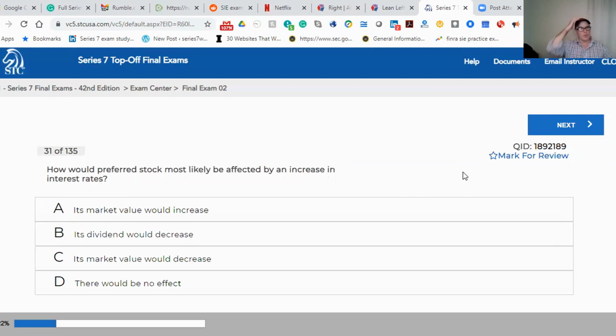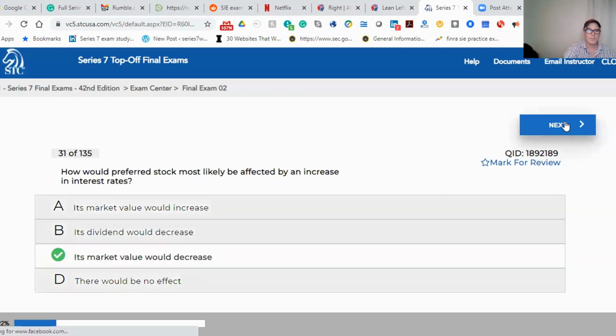How would a preferred stock most likely be affected by an increase in interest rates? So preferred is like a bond, so it moves with interest rates. If interest rates go up, guess what happens? The price goes down. So A, increase, no. B, decrease. It doesn't change the dividend, so there'd be no effect, no. The market value would decrease, because if rates go up, the price goes down. Boom.